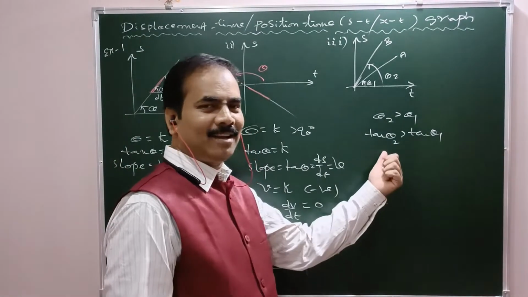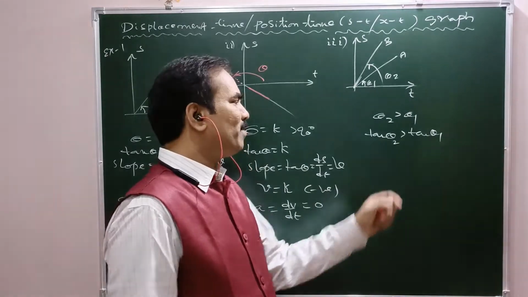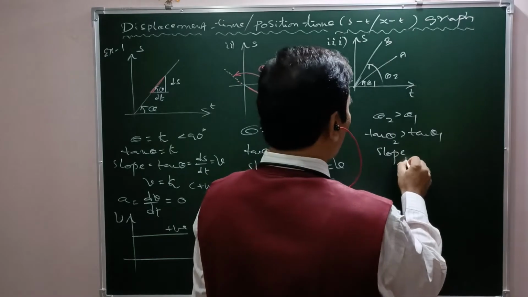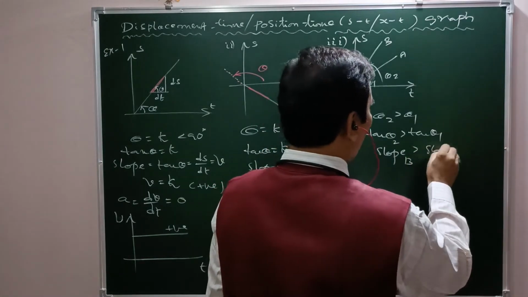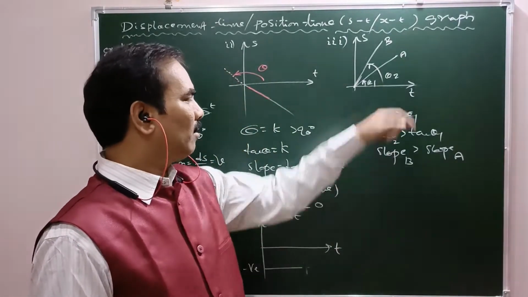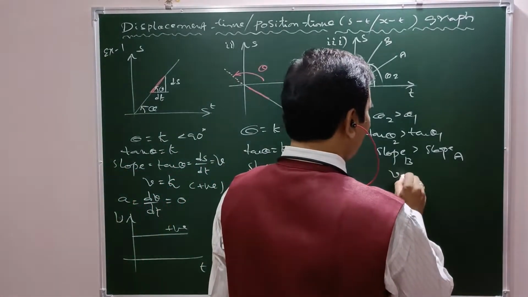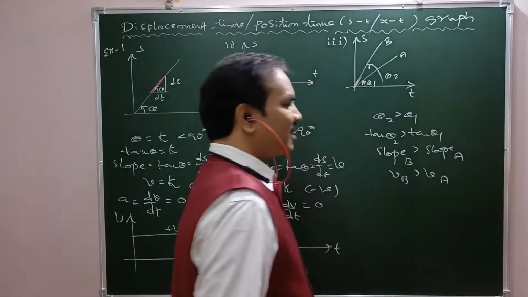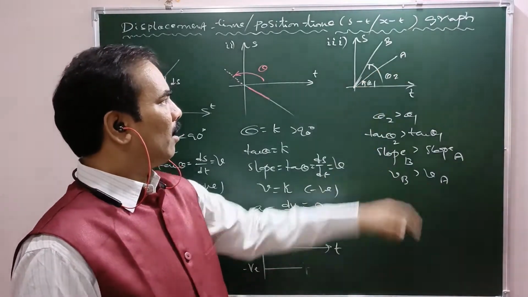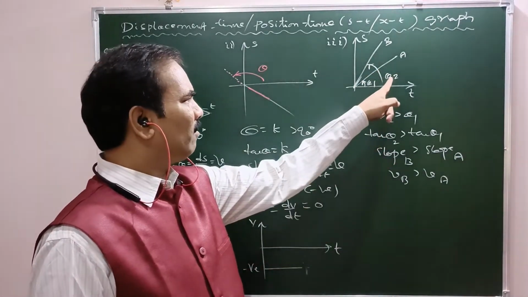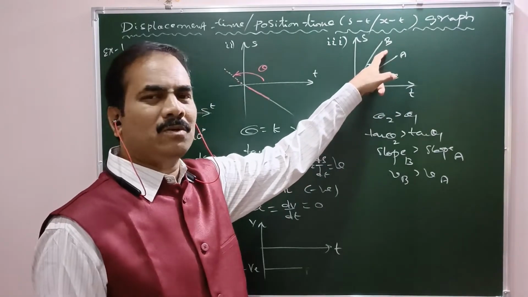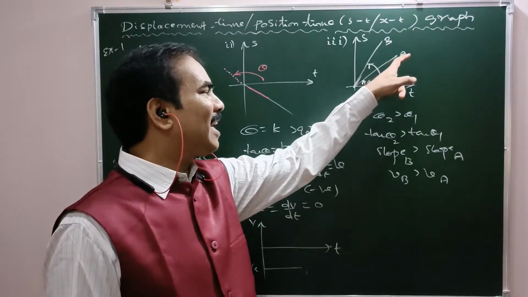Tan theta 2 greater than tan theta 1. What is tan theta here? That is slope. Slope of B is greater than slope of A. What is the slope of B? Velocity of B. VB is greater than VA. Am I right? VB is greater than VA. Here also, velocity of A is constant but positive. Velocity of B also constant but positive. But here, velocity of B is greater than that of A.